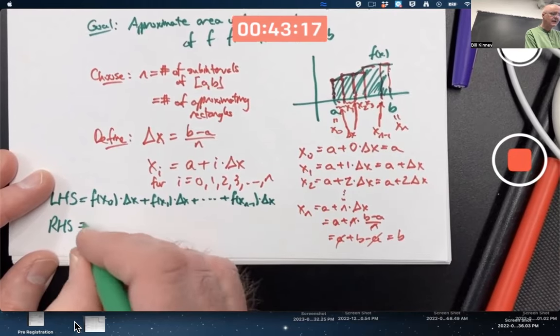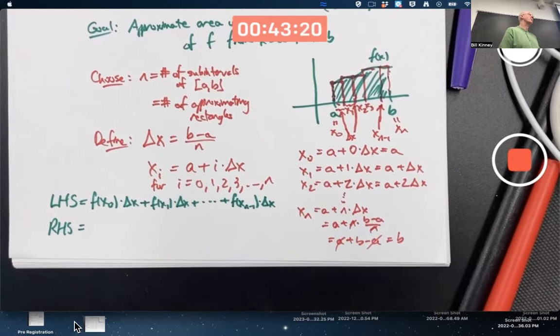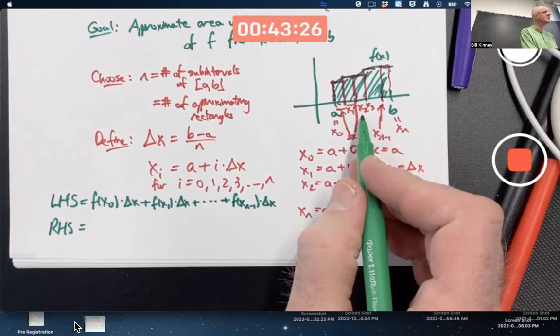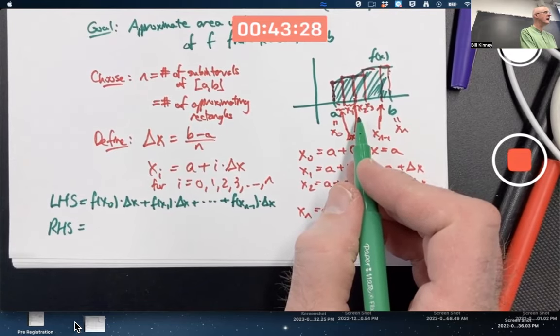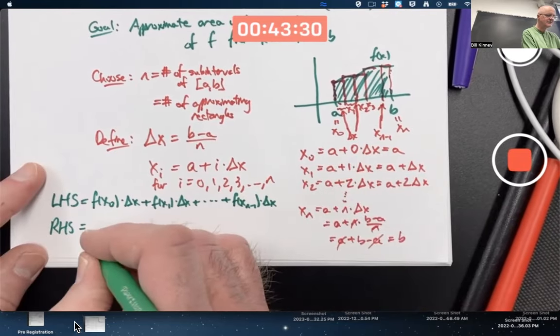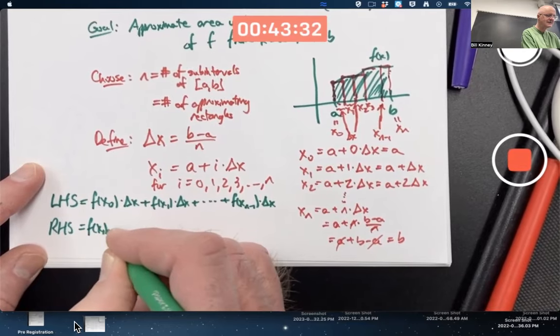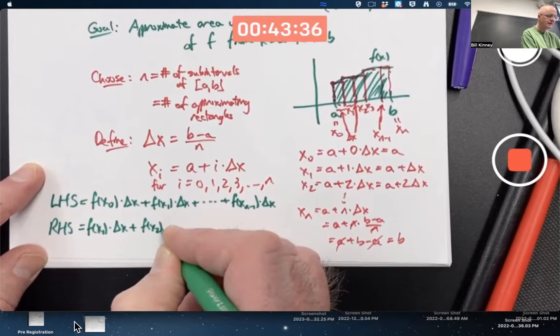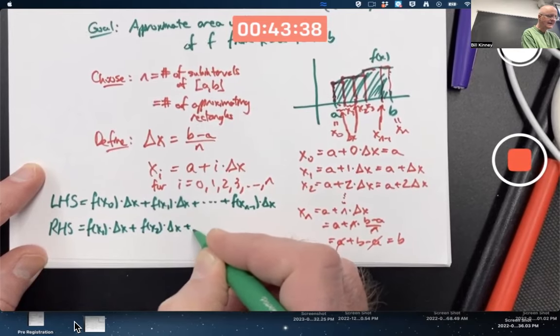And for a right-hand sum, you use the right endpoints instead of the left endpoints. For the first subinterval, use x1. For the second one, use x2. Plug those into f to find the heights. Multiply times delta x to find the areas. So a right-hand sum looks like this.